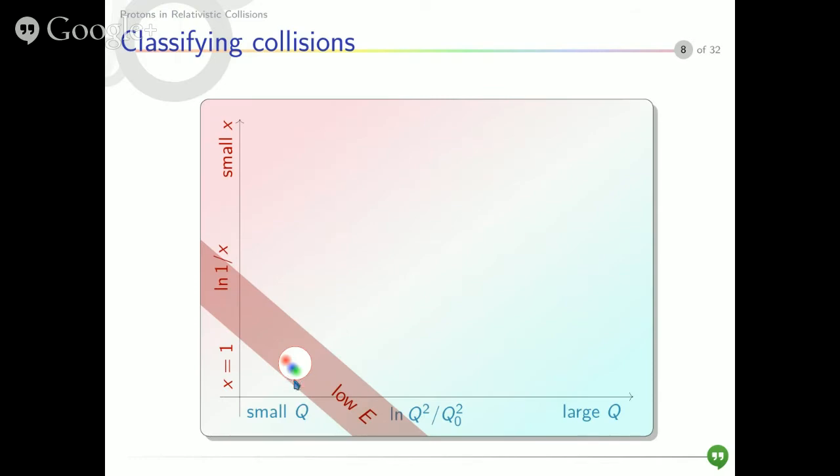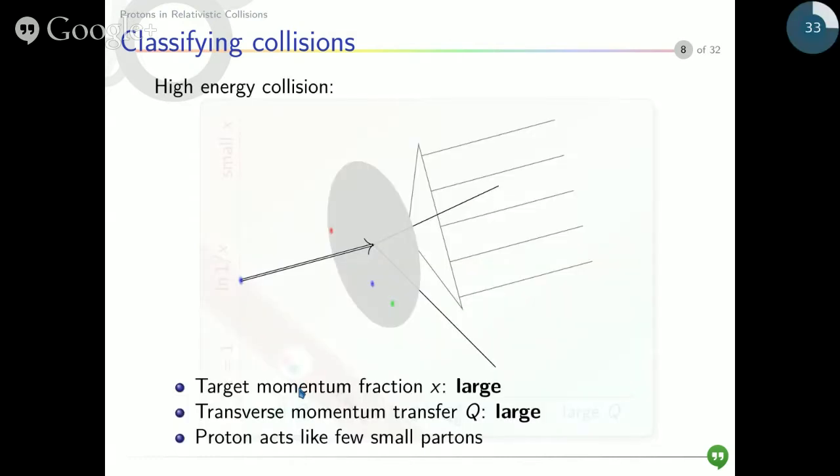And so we can put a little dot, a representation of a proton that is made of 3 quarks, in the appropriate place in this diagram. So this is the band corresponding to low energy: large x, large momentum fractions, and small momentum transfer. Now, at a high energy collision, there are a few different things that can happen.